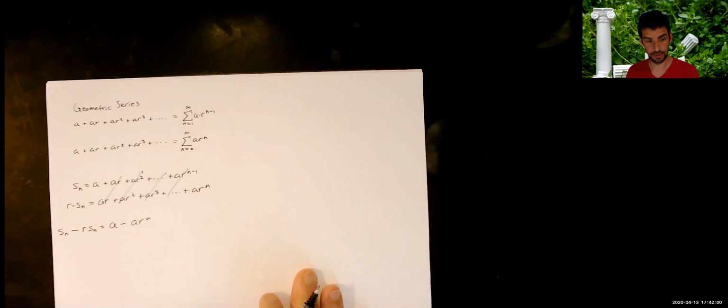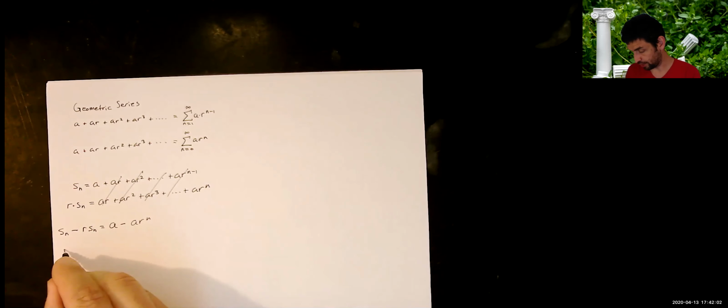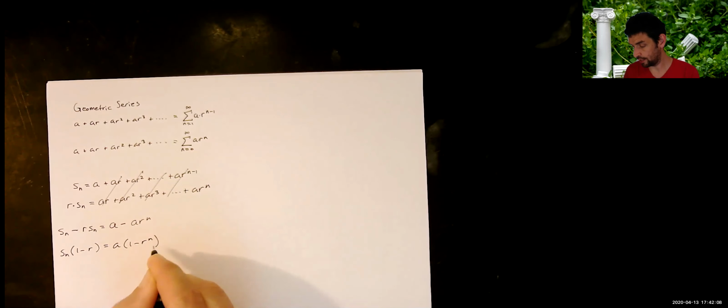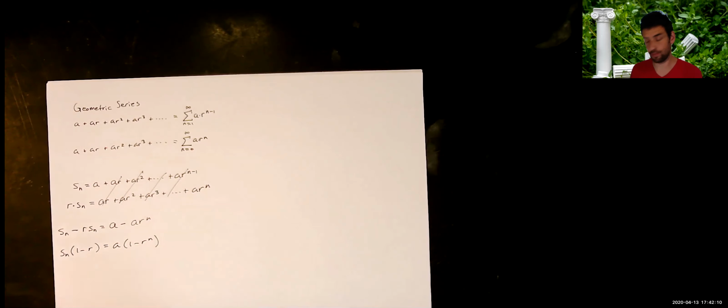Okay. Let's do algebra on both sides. I'm going to factor out S sub n and an a on this side, and then I'm going to divide by 1 minus r.